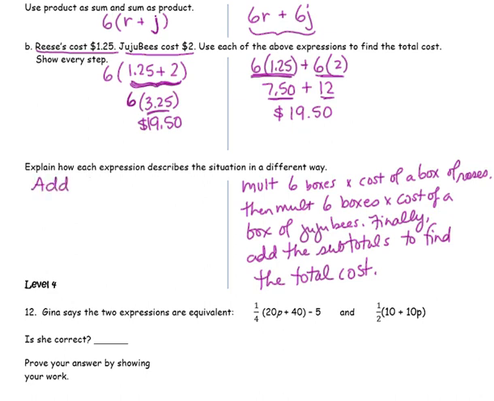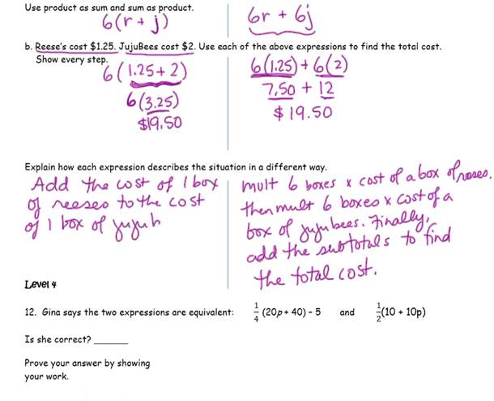Add the cost of one box of Reese's to the cost of one box of Jujubes. Then multiply by 6 boxes.